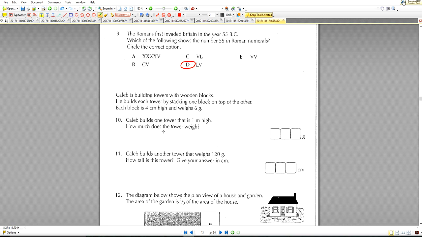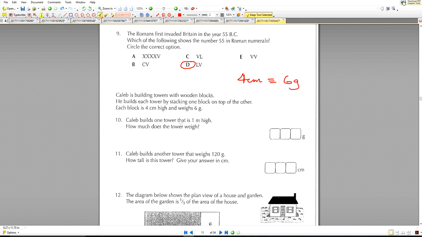Question number 10. Let's move on. I think this is Caleb is building towers with wooden blocks. He builds each tower by stacking one block on top of the other. Each block is 4 centimeters high and weighs 6 grams. So we have 4 centimeter block, and that is equivalent to 6 grams in weight.